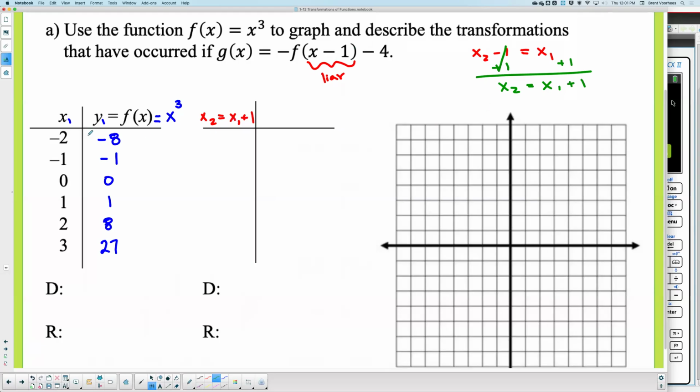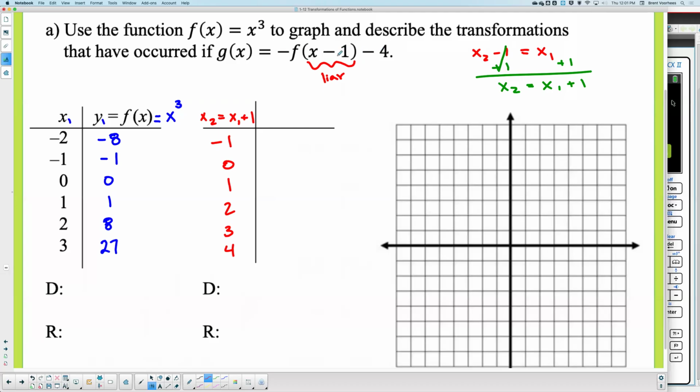So here's what I'm going to do. I'm going to give you the x and the math, and you tell me what value we should write down. What is a negative 2 plus 1? What is a negative 1 plus 1? What's a 0 plus 1? What's a 1 plus 1? What's a 2 plus 1? What's a 3 plus 1? That's how these x values would change.